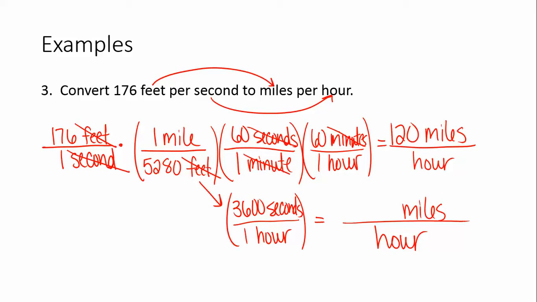Now your other option down here was to take 176 divided by 5,280, and you get 0.03 repeating, and then multiply it by 3,600, and you still get 120 miles per hour. So either way, it works. So this is option 2.